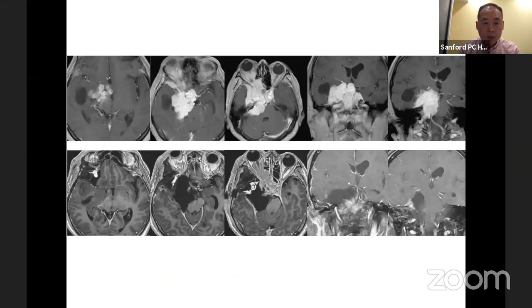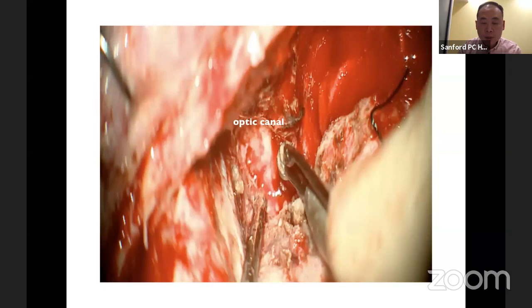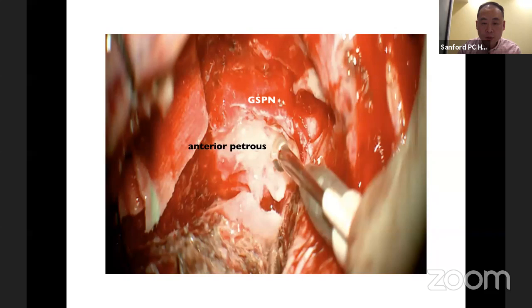Like this case, this is a complex petroclival meningioma. So at the beginning, you fully expose the cavernous sinus, you remove the ACP, and you turn your microscope to do the anterior petrous and preserve the GSPN. So at the beginning, you have to do all the extradural exposure.